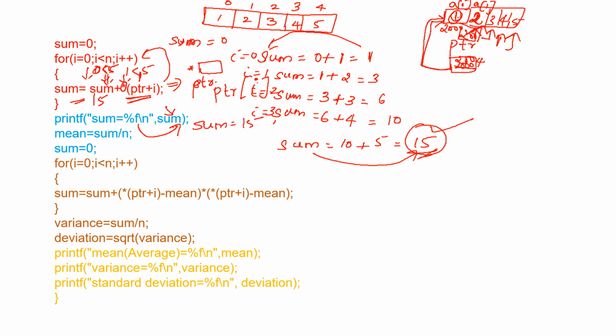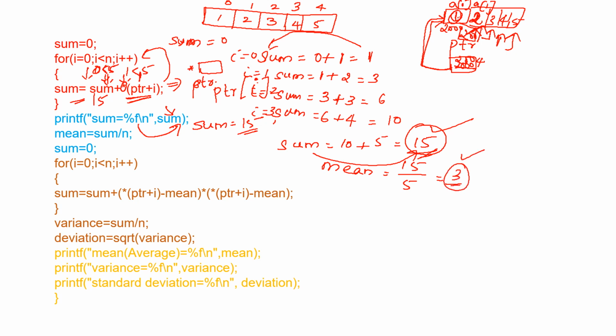Now you can find the mean, right? You already know the sum. Can you do this mean? Mean will be equal to sum by n, right? Sum is equal to 15, n is equal to 5. So what will be the answer? You will be getting it as 3. Second answer also you have got.